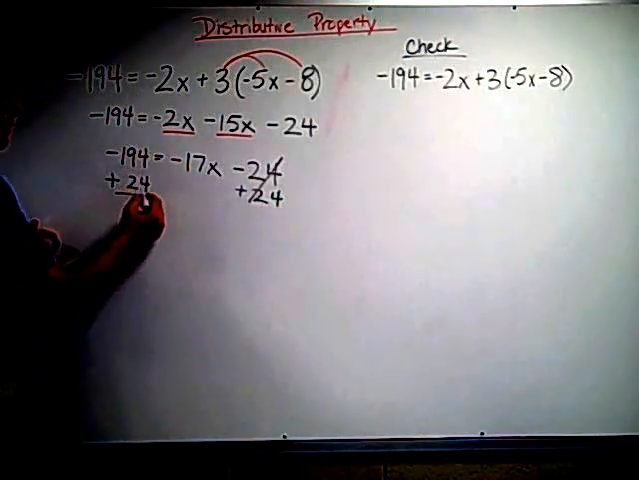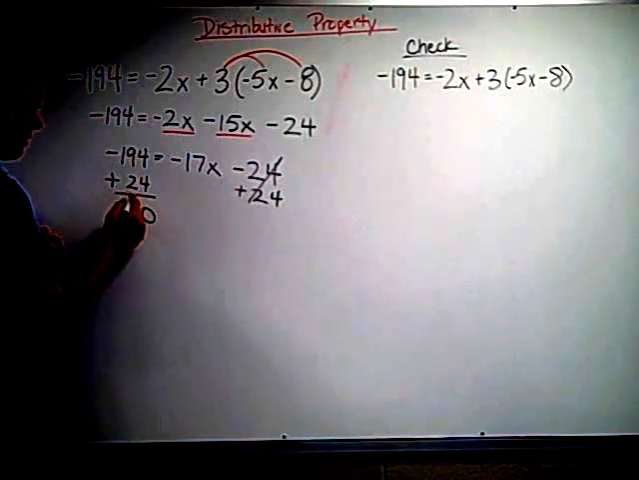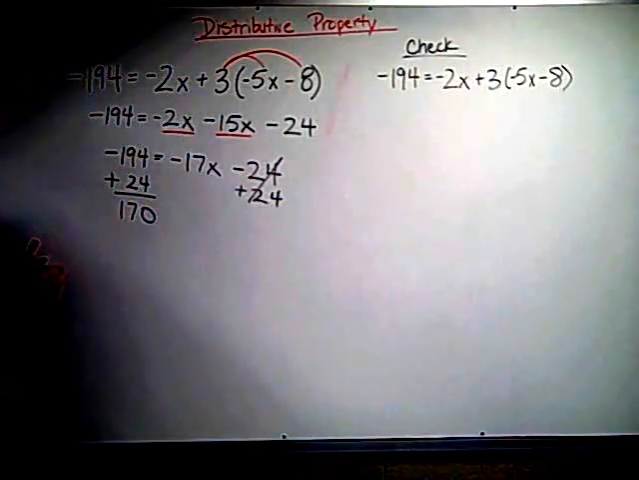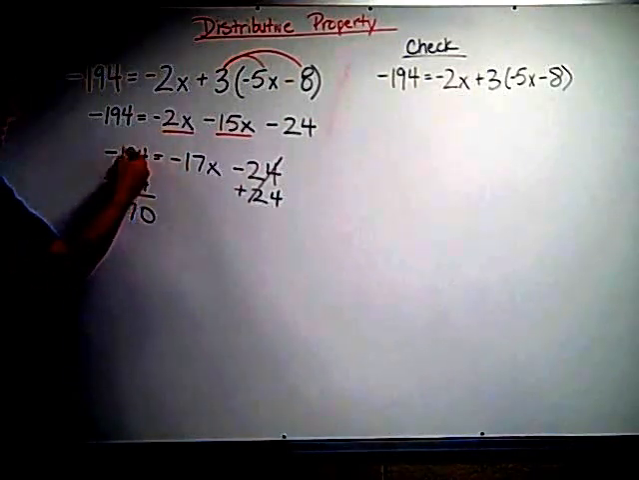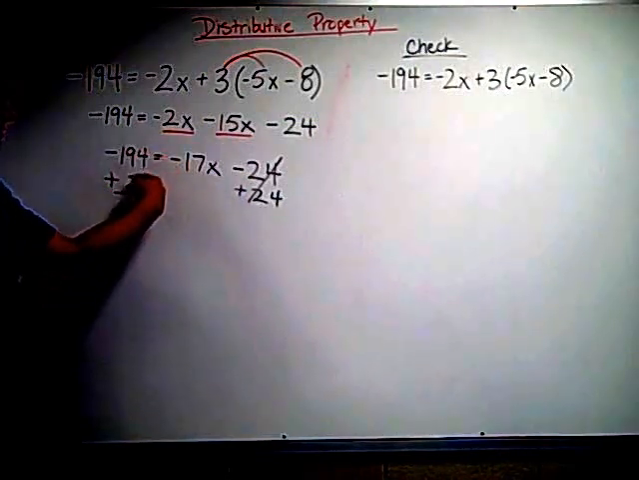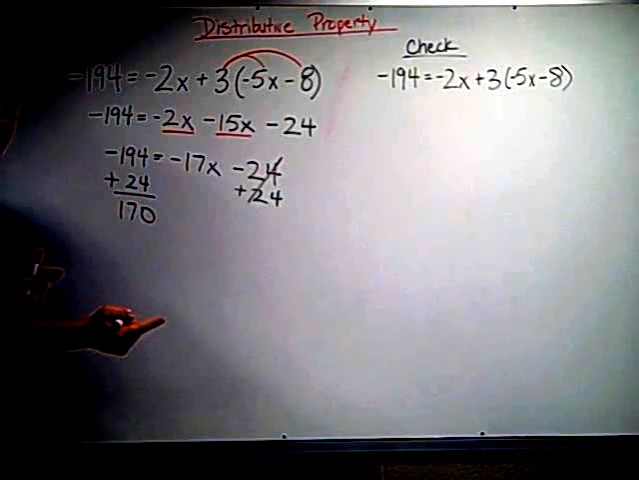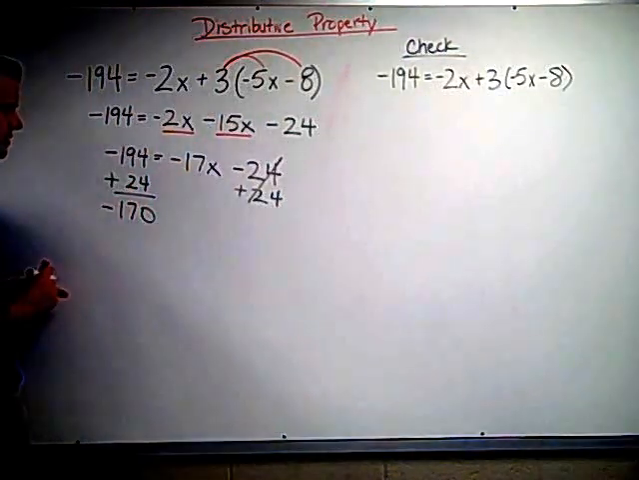So 4 minus 4 is 0. 9 minus 2 is 7. And 1 obviously is 1. So we found the difference. I know we added 24, but the little trick is if they're different, find the difference of these two numbers. So 170 is what it would be, and we take the sign of the larger number, which is negative 194. So it's going to be a negative 170.